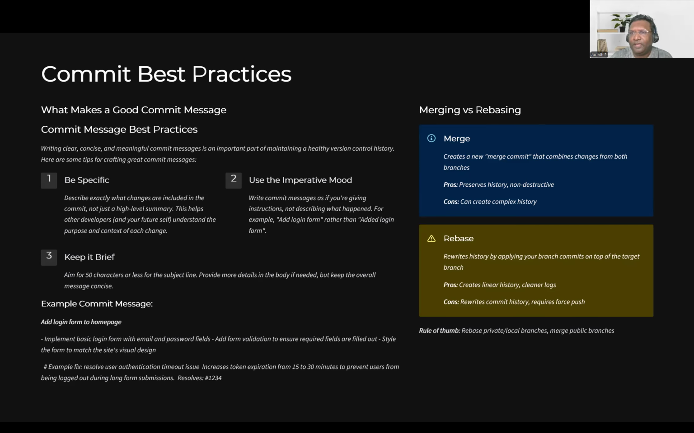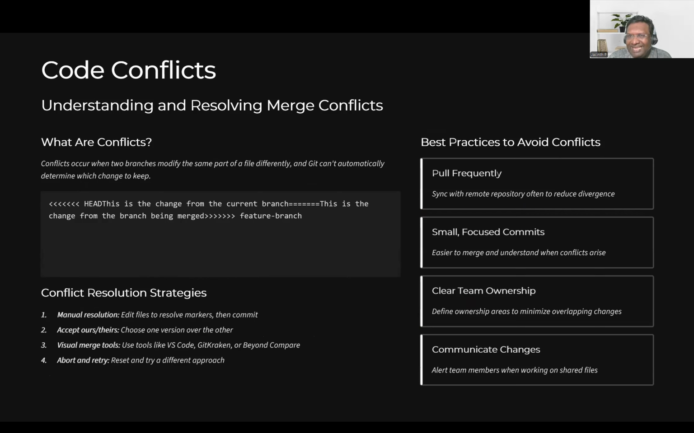Conflicts happen when two developers change the same part of a file in different ways, and Git isn't sure which version to keep. You'll often see conflict markers in files, and resolving them can be frustrating if the history isn't clear. Developers resolve conflicts manually by choosing one version or with visual merge tools. But as managers, your role is to help minimize them.